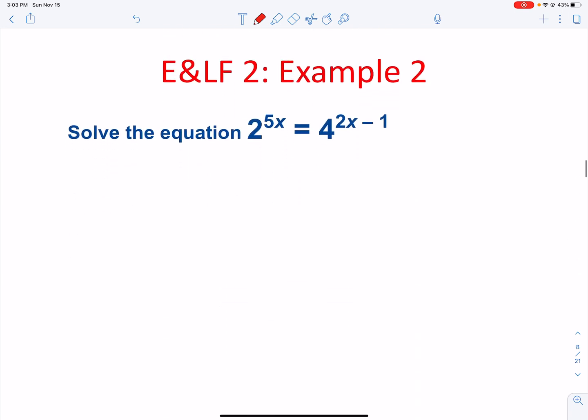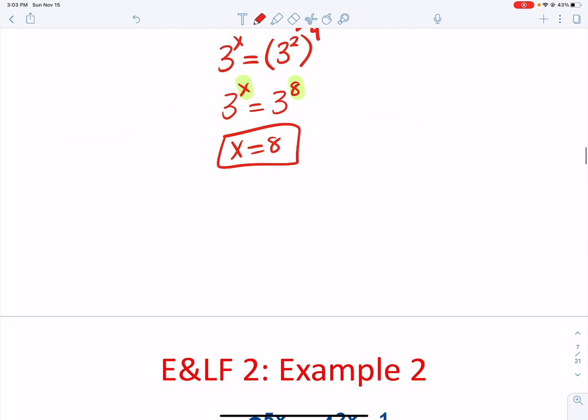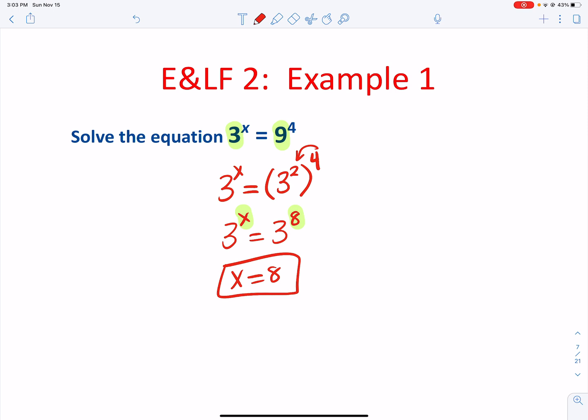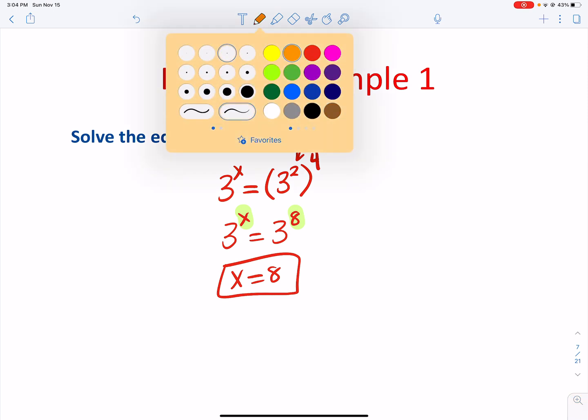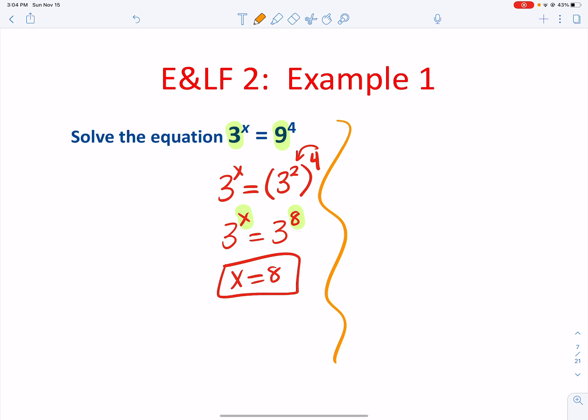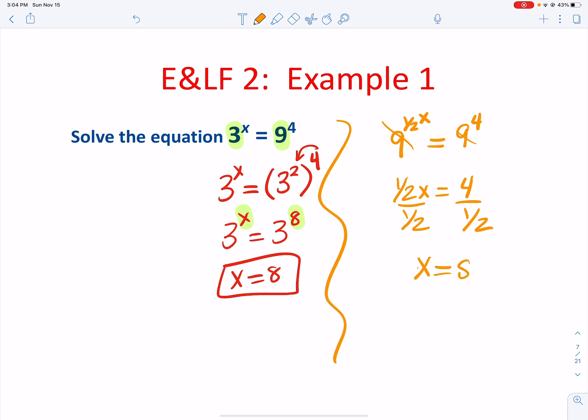Okay, so let's go back to this very first one, because some kids, instead of making the bases be the same with the 3, they like to make them both 9s. If you make that a 9, then that's going to be 9 to the 1/2. That's what would give you 3. And so then my bases cancel and I get 1/2 x equals 4. So I would divide both sides by 1/2 and my answer is still 8.